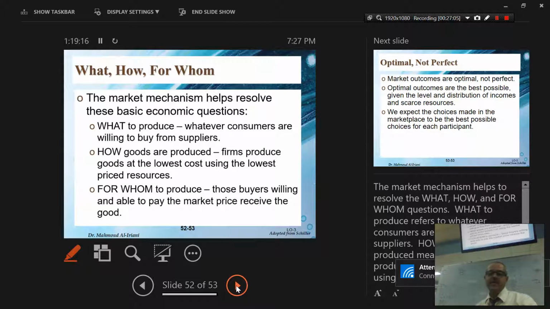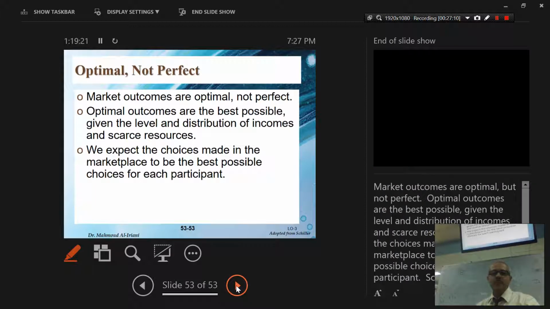And the last slide today talks about the idea of optimal. Not perfect, but optimal. Market outcomes are optimal, not perfect. Optimal outcomes are the best possible given the level and distribution of income and scarce resources. And we expect the choices made in the marketplace to be the best possible choices for each of the participants. You see? Any questions on today's chapter?